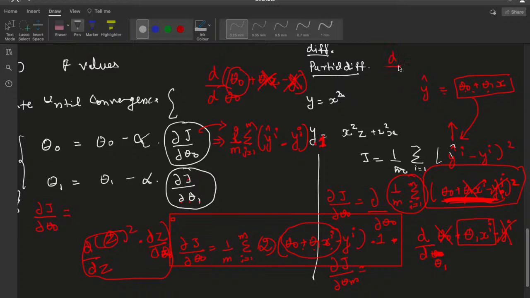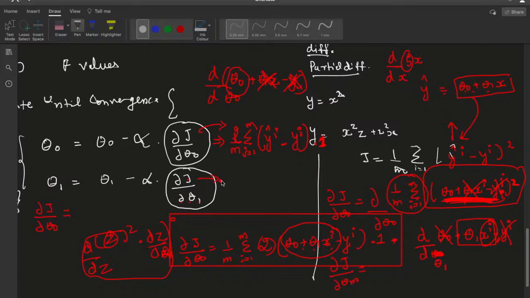Dekho, what is the differentiation of 5x with respect to x? It will be 5, right? It will be 5 because 5 is a constant and 5 is the coefficient of x. Similarly, what will be the derivative of theta 1 xi with respect to theta 1? So it will be just simply xi.